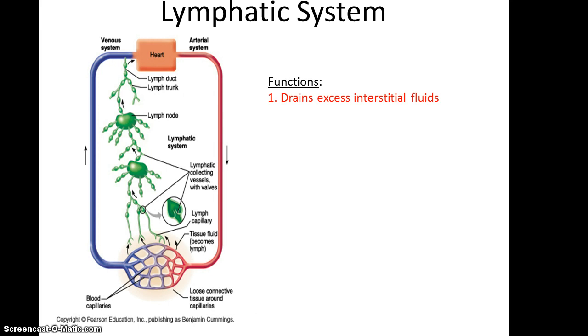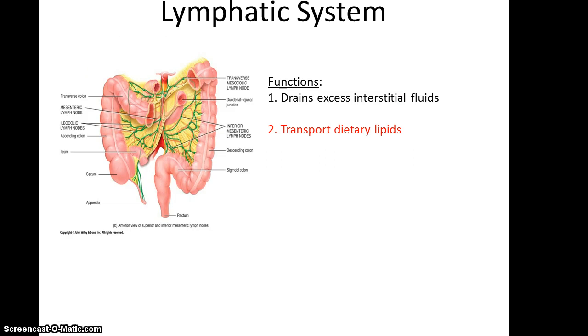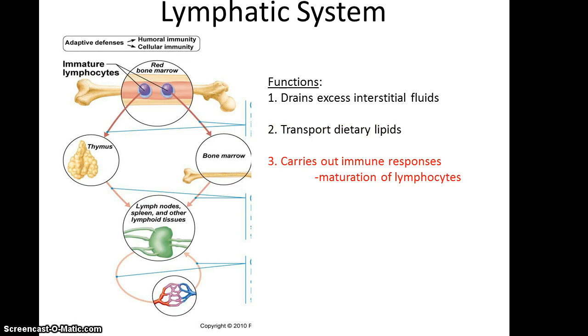And so that means the functions of it include basically draining excess interstitial fluid. So it's taking fluids that are accumulating around the cells of the body and then carrying them back into the bloodstream. It's also involved in the transport of dietary lipids. So around our digestive system, the lymphatic system will collect the fatty substances that our body absorbs and carry them to the liver. And it also is involved in the immune responses, especially the maturation of the lymphocytes.